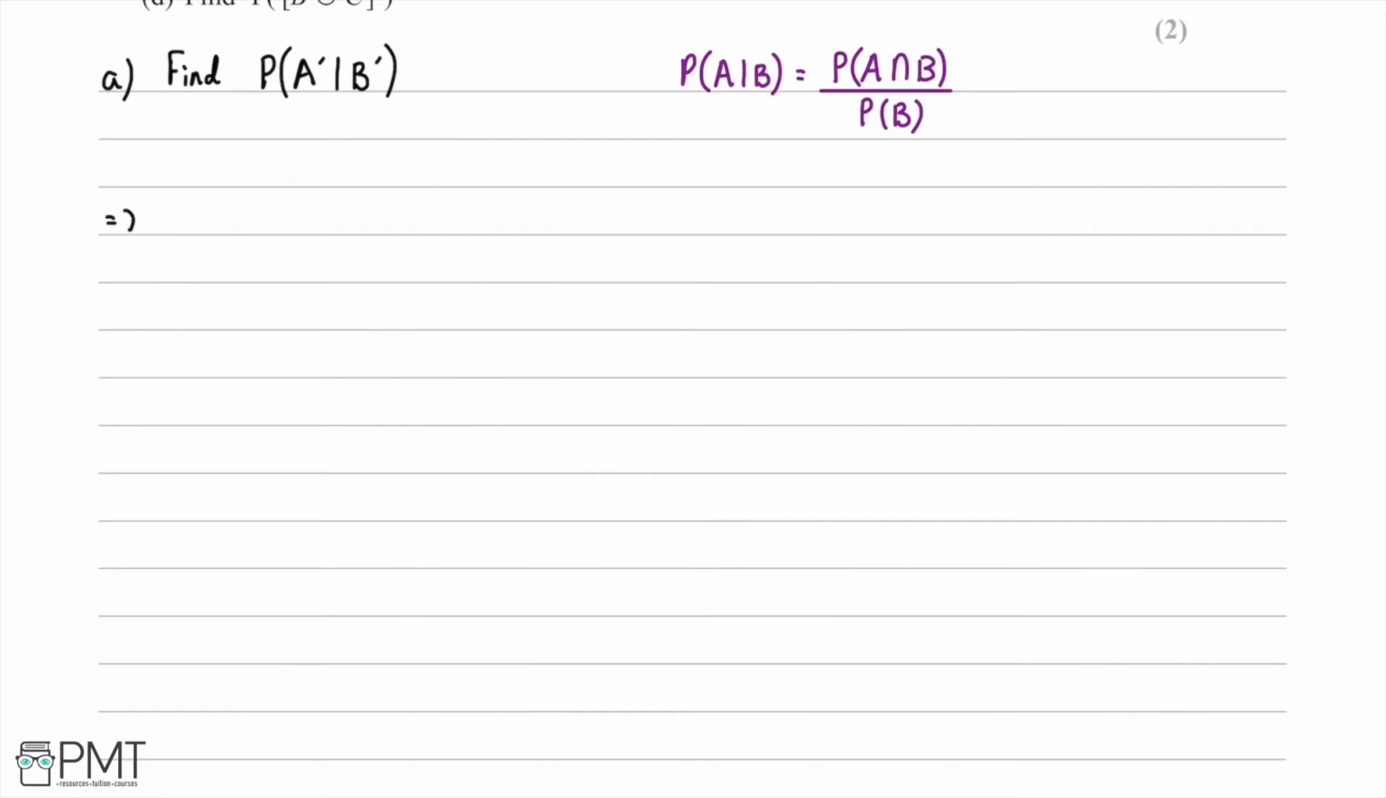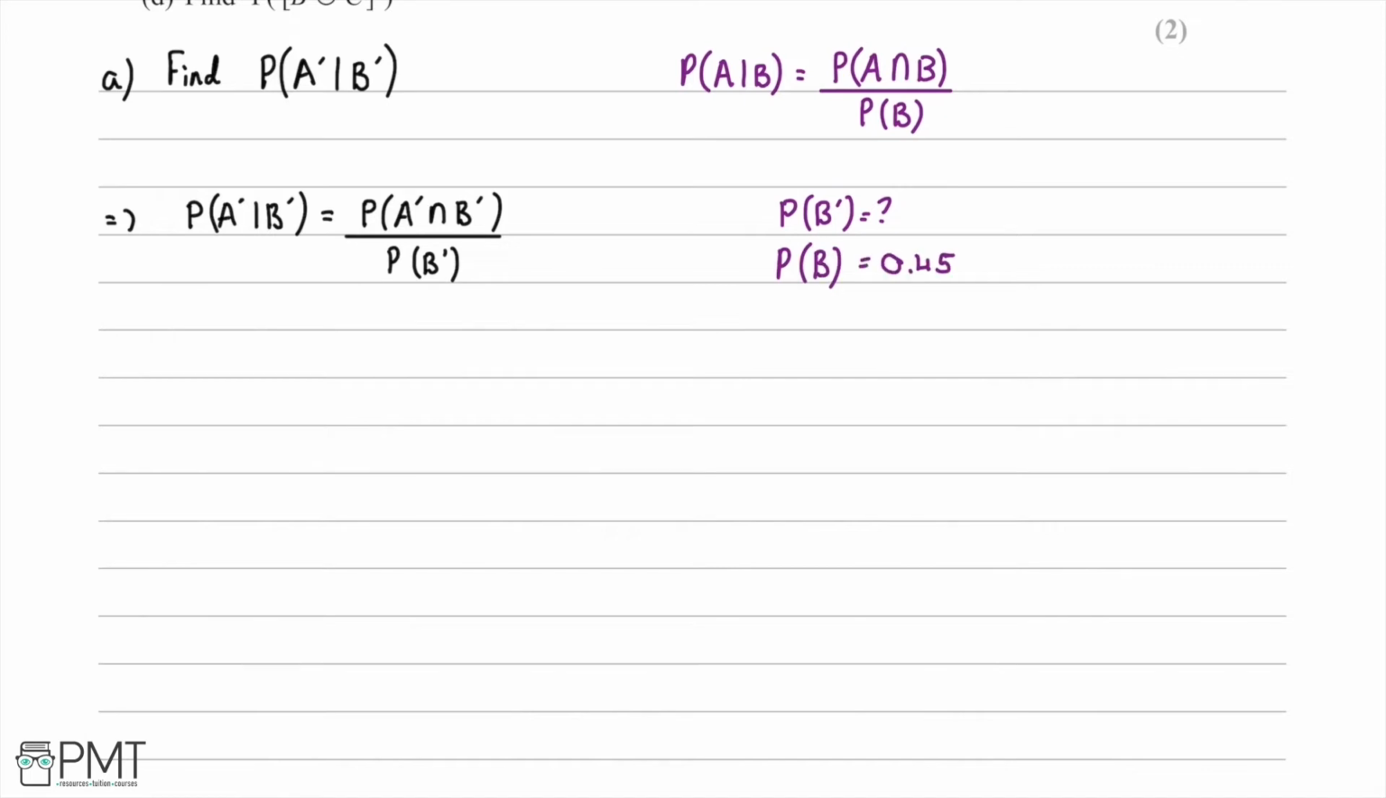So therefore, the formula we're going to use is the probability of the complement of A given the complement of B is going to be equal to the probability of the complement of A intersected with the complement of B, and we divide this by the probability of B complement. So what we can do now is we need to work out all these parts of the formula before we can then put them into our formula. So we first take a look at the probability of the complement of B. So we're told that the probability of B is equal to 0.45.